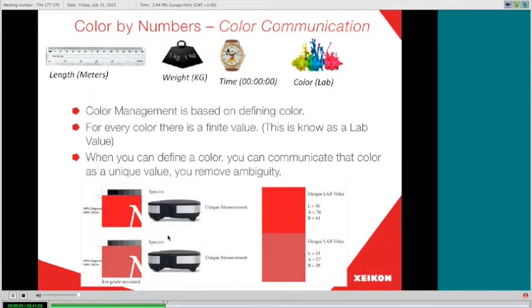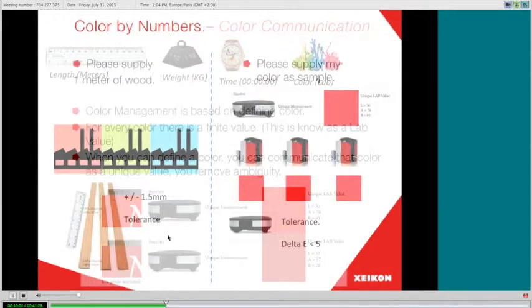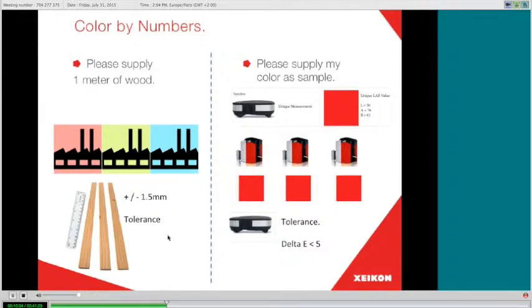So, for example, colour by numbers means that just like if we want to order a metre of wood from 3 different factories, we'd expect a metre back. We wouldn't expect to have to give them a sample. And we'd also expect they would come back within a certain tolerance. Likewise, we can request an LAB value rather than a CMYK and expect within a tolerance that different printing processes will produce something that looks very similar. And that tolerance is something we measure in delta E, something I'm sure you've heard about.